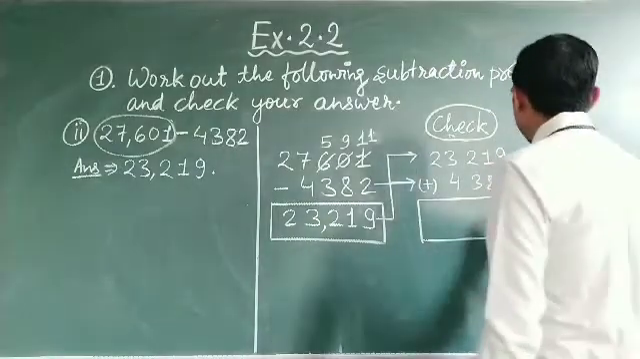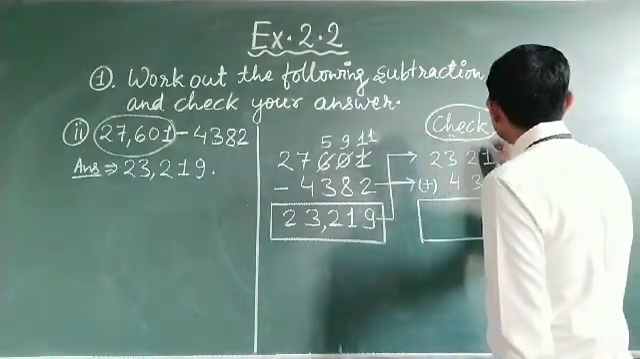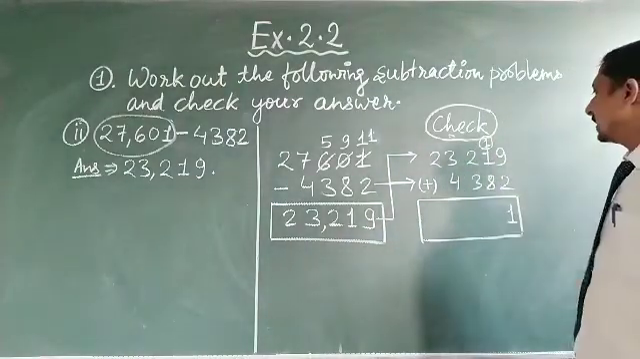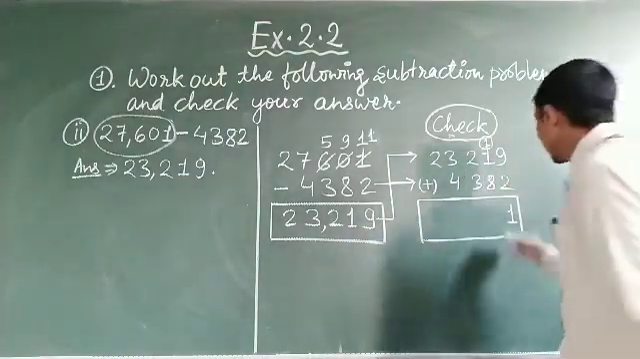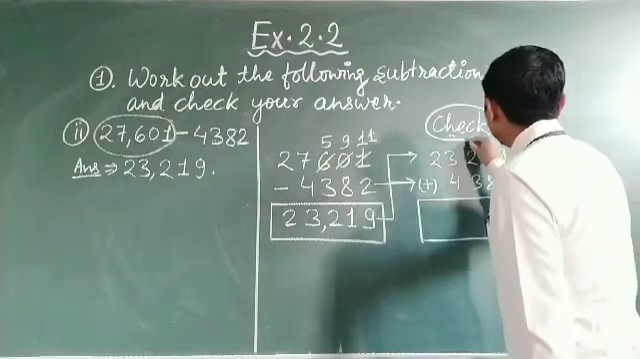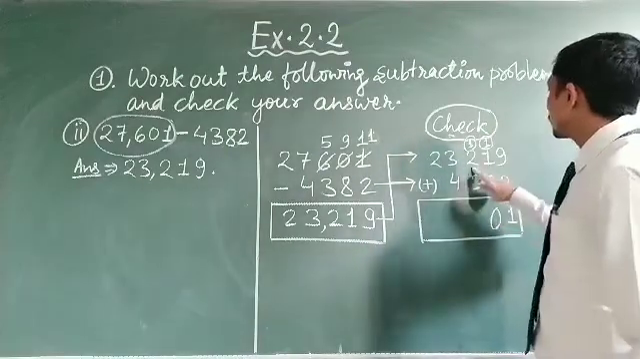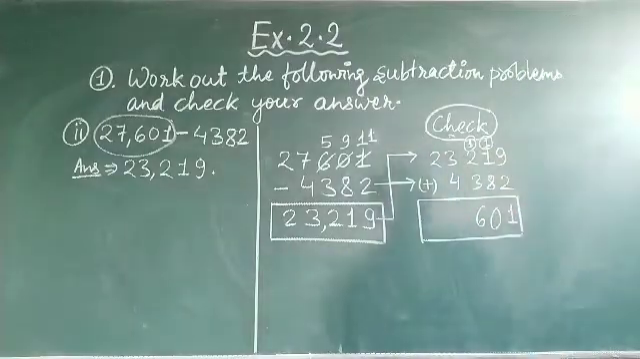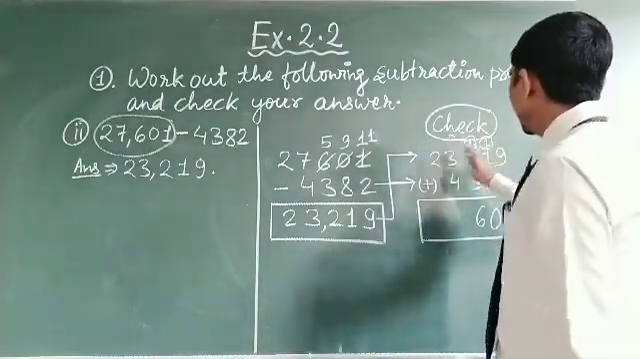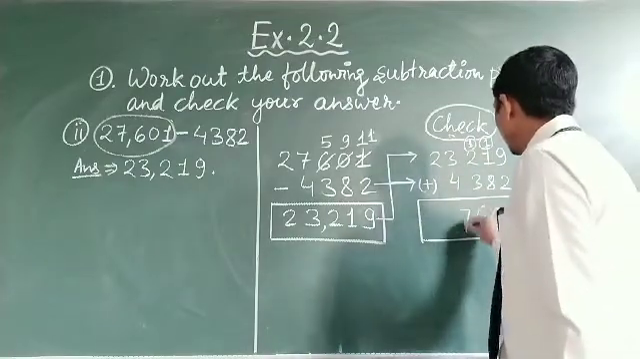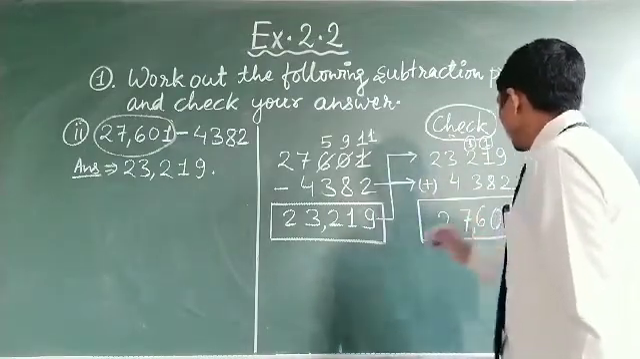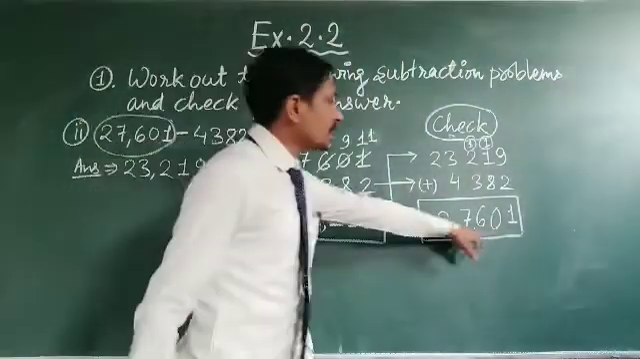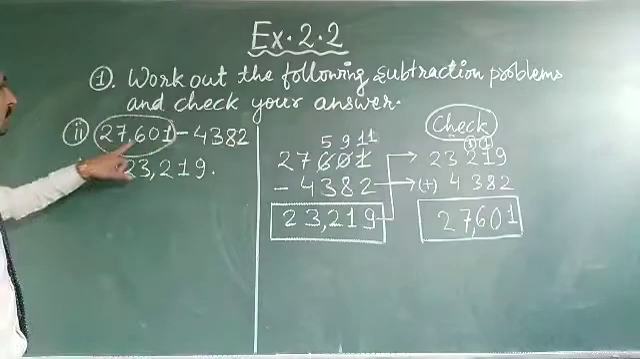That means 9 plus 2, 11, 1 is carried here and 1 is written here, and 1 is carried here. 8 plus 1, 9 plus 1, 10, 0, again 1 is carried here. That is 3 plus 2, 5 plus 1, 6, and nothing here to be carried. That is 4 plus 3, 7 and 2. So you see the answer is 27601, and here also 27601.